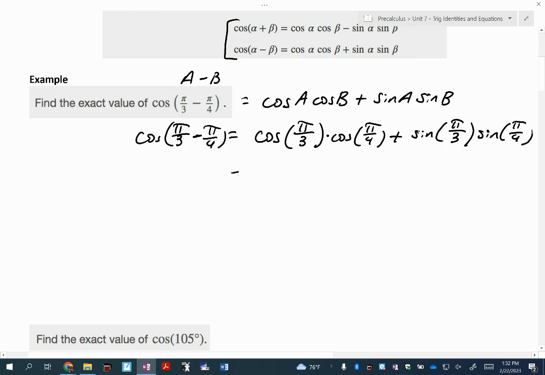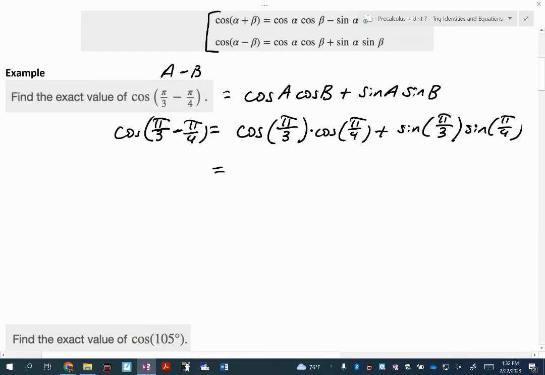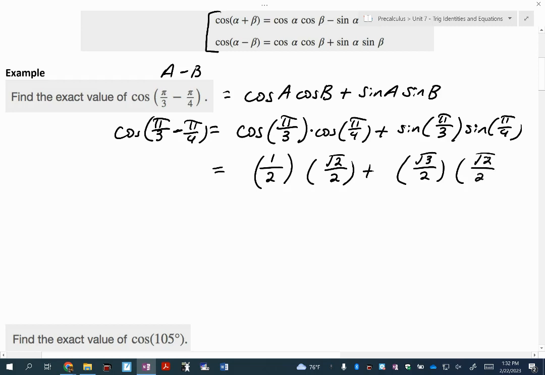Hopefully you still have that table memorized from the very first unit on trig, but if you need to refer to it, that's fine as well. So you have the cosine of pi over 3, which is 1/2, times the cosine of pi over 4, which is the square root of 2 over 2. The sine of pi over 3 is the square root of 3 over 2, and the sine of pi over 4 is the square root of 2 over 2.